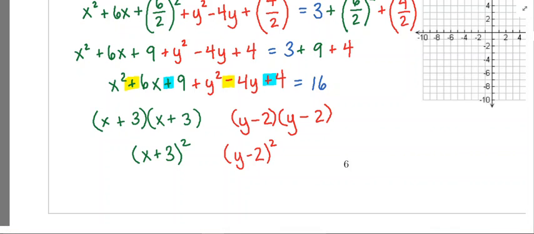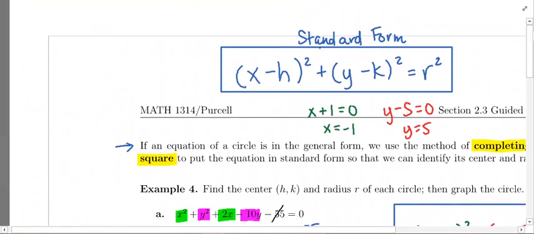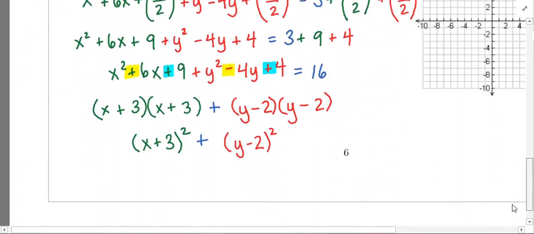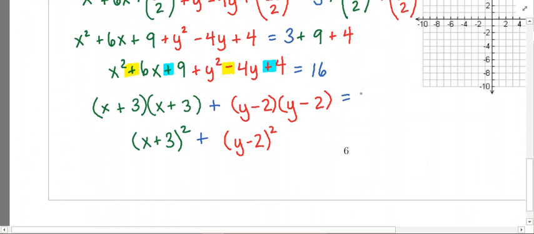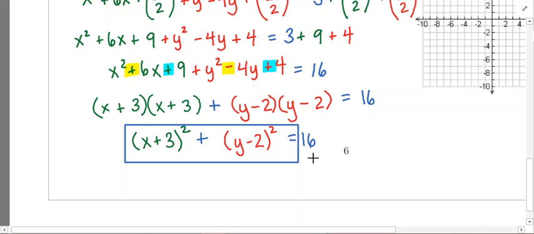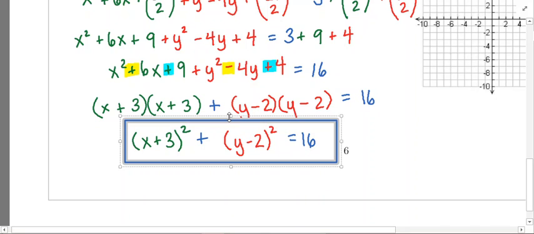In standard form, you will always have a plus in between the two sets of parentheses. If you scroll up, there's always going to be a plus sign in between these two sets of parentheses. So we have to keep our plus sign, and then on the right side of the equal sign, remember there is a 16. So we are done. This is the standard form. We've converted the general form over to the standard form, and now that it's in standard form, we can identify the center and the radius.